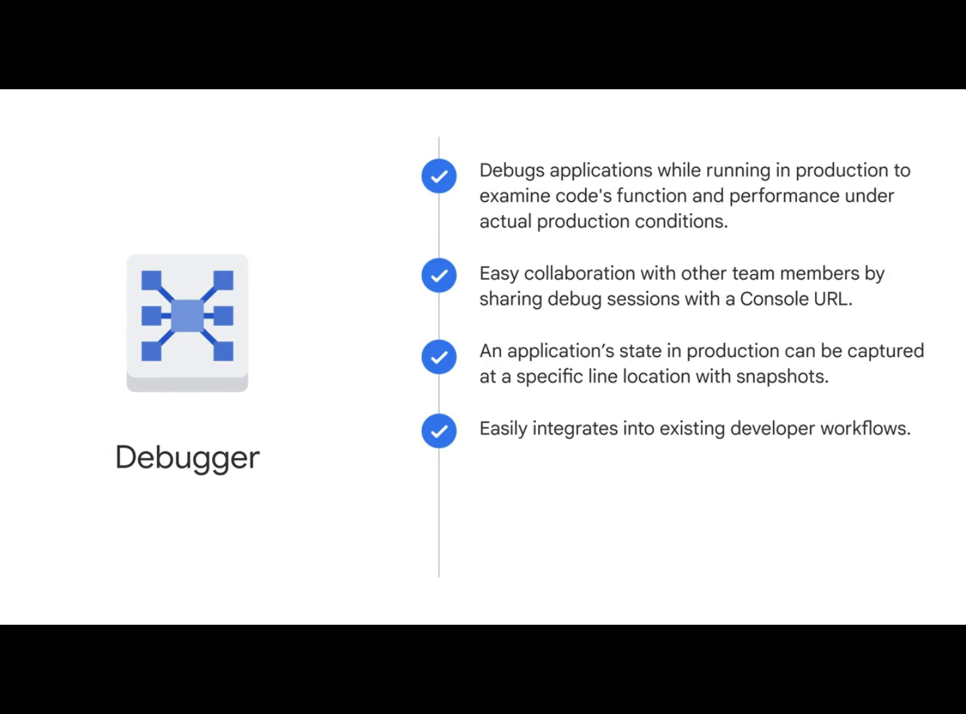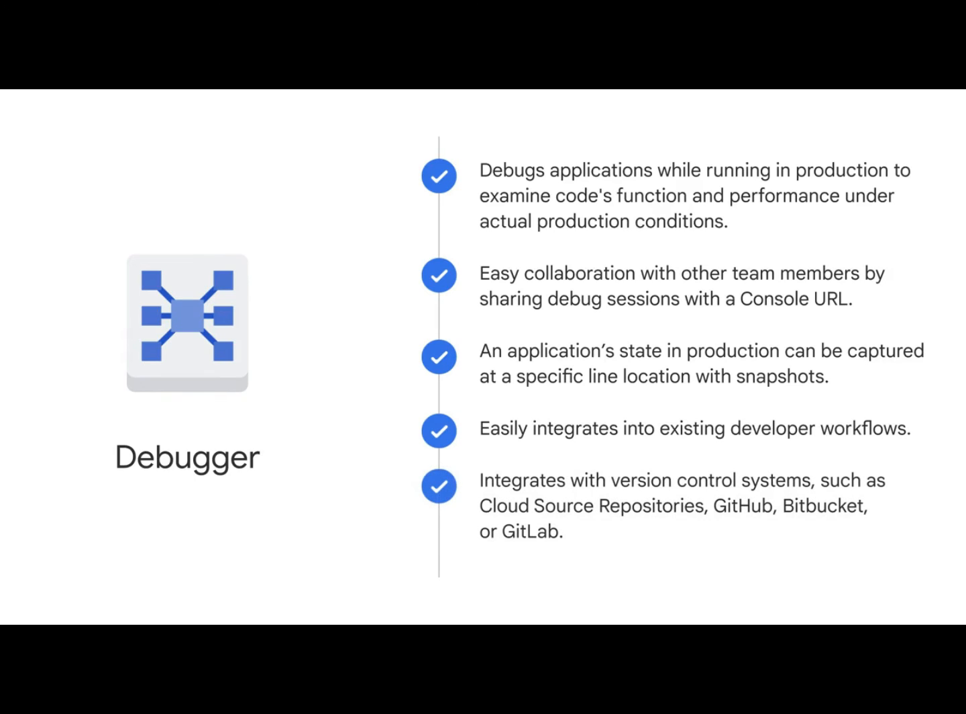Cloud Debugger is easily integrated into existing developer workflows. Debugger can be launched and snapshots can be taken directly from Cloud Logging, Error Reporting, dashboards, IDEs, and the gcloud command line interface. And Debugger knows how to display the correct version of the source code because it easily integrates with version control systems, such as Cloud Source Repositories, GitHub, Bitbucket, or GitLab.